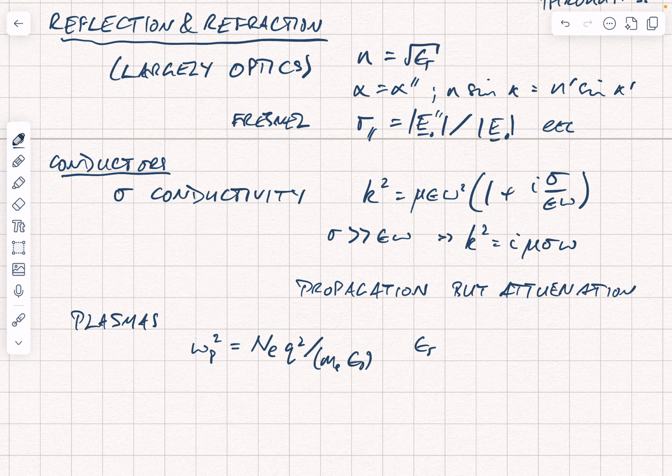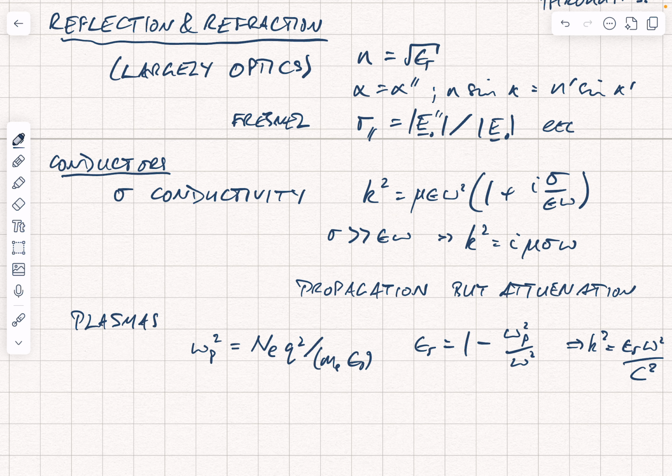And we also showed that epsilon r could be written as 1 minus omega p squared over omega squared, which of course means that k squared is epsilon r omega squared over c squared. And we use this to think about the properties of the plasma for electromagnetic radiation above and below the plasma frequency.